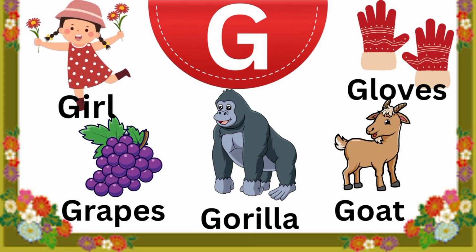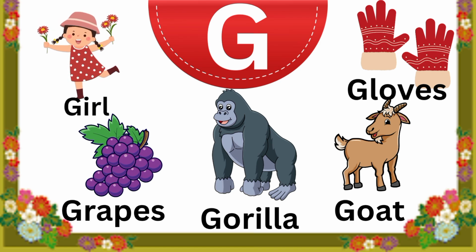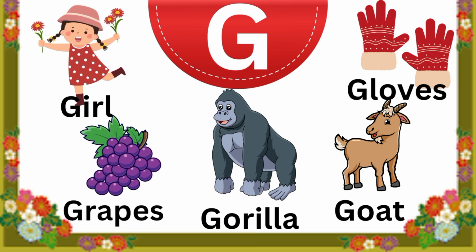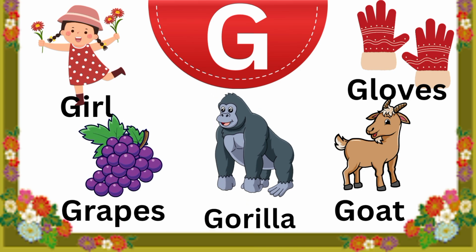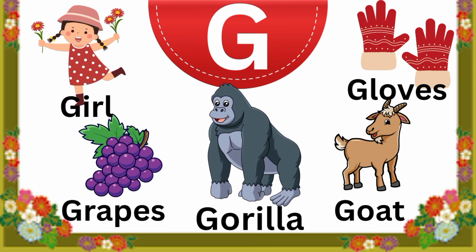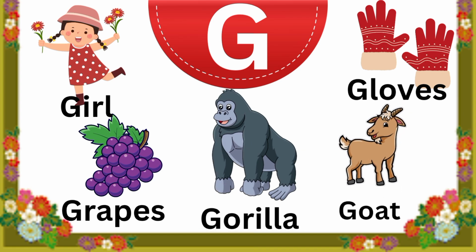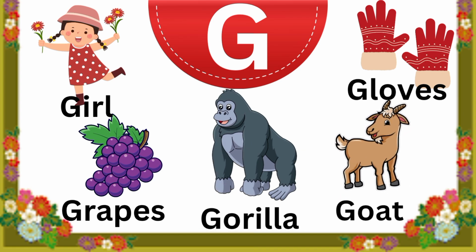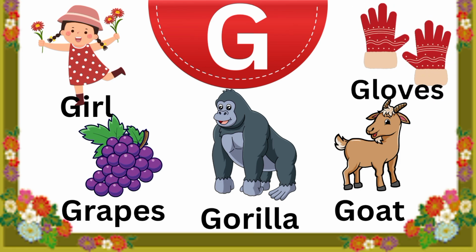G is for girl, girl. G is for grapes, grapes. G is for gorilla, gorilla. G is for goat, goat. G is for gloves, gloves.